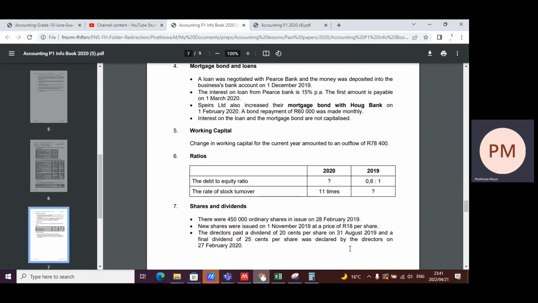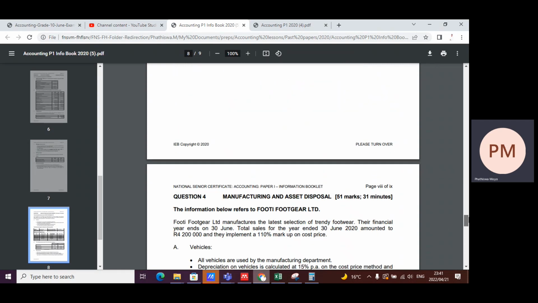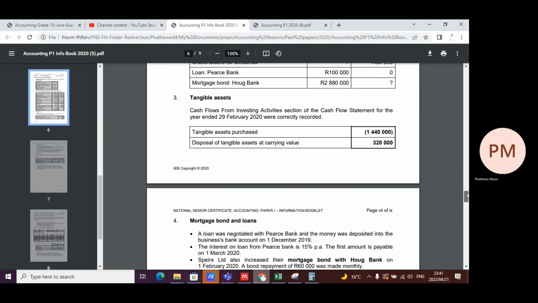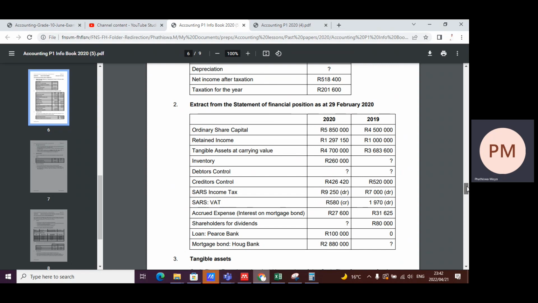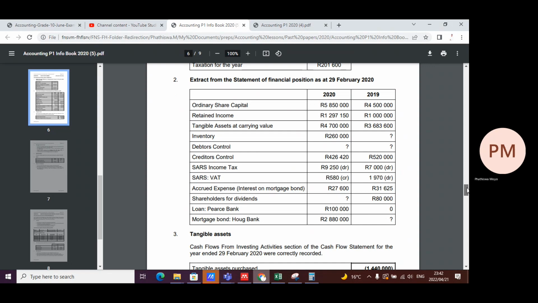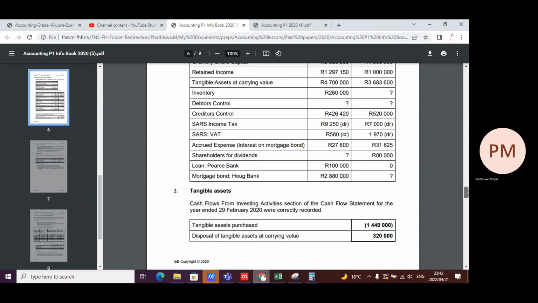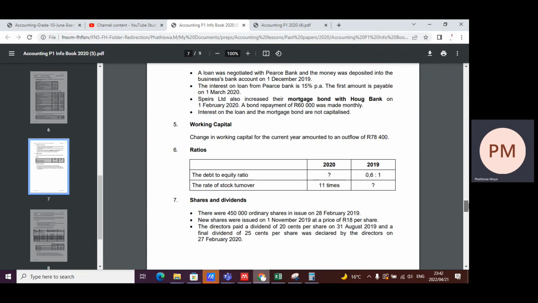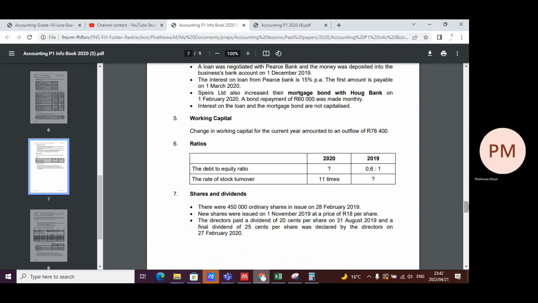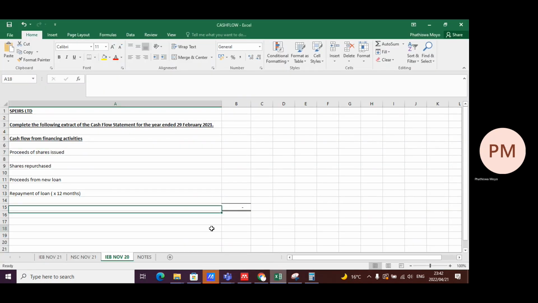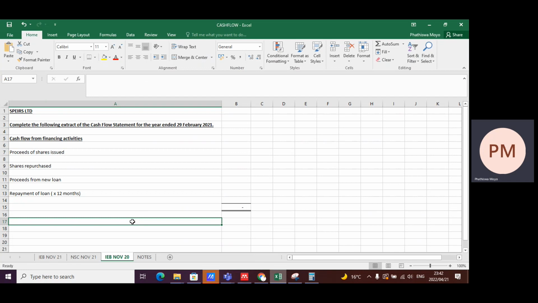Directors paid a dividend, the final dividend. Now they didn't tell us the number. Are you not worried? You're not worried, hey? Not worried at all. We need to solve for X. So this is the number of shares you had at the beginning. Okay, let's do our calculations.